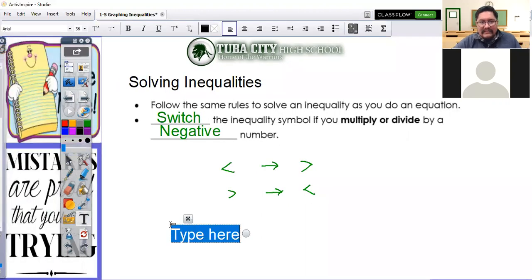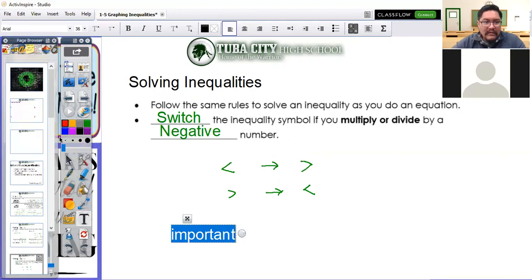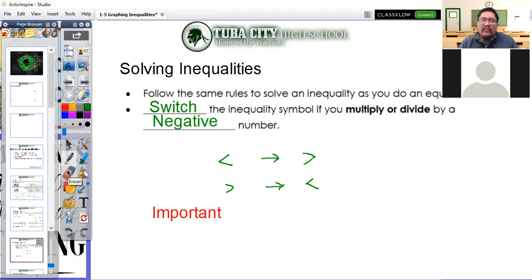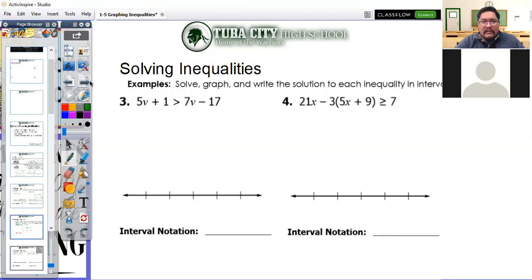And I'll go ahead and mark this as important, because it is important. All right, so again, everything is the same as solving equations. The only difference is this thing here. Well, I think there's one or two more differences, but largely solving the problems themselves is pretty much the same. All right, so let's go ahead and practice using some of these.